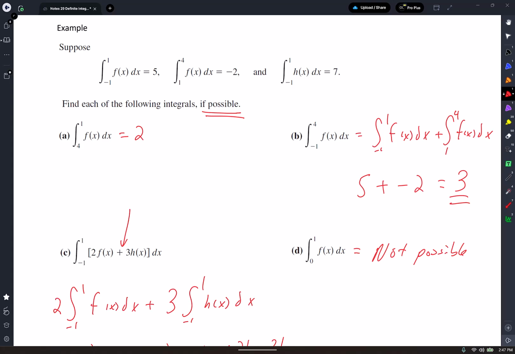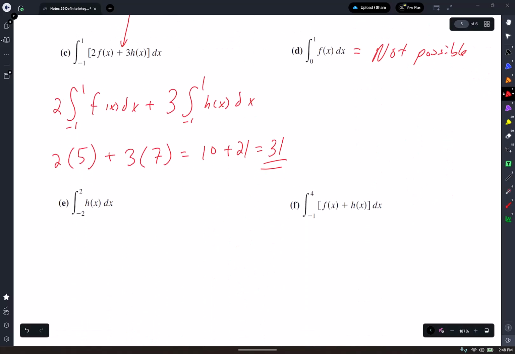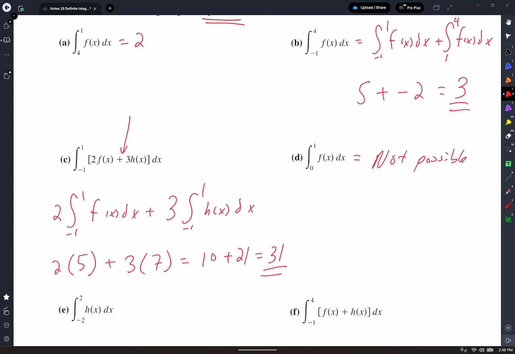Then, if they tell us it's even, we just cut it in half. It has to be equidistant from the y-axis. These numbers have to be opposite: same magnitudes, one positive, one negative. And f of x has to be even for us to do that hack. Cool or not cool? All right, negative 2 to 2.